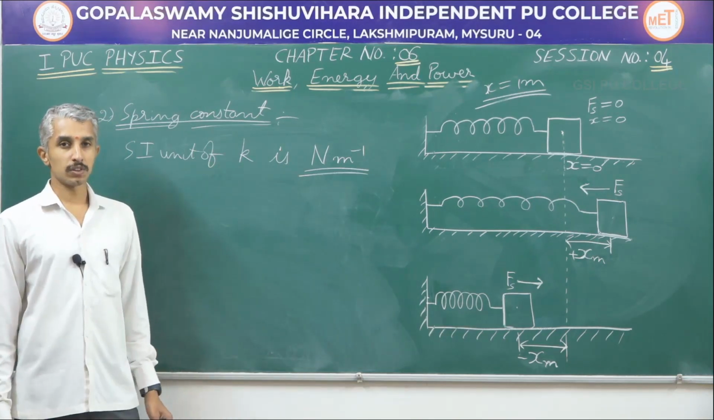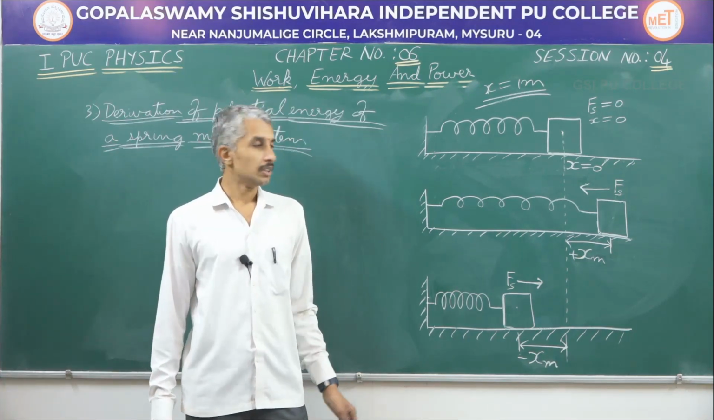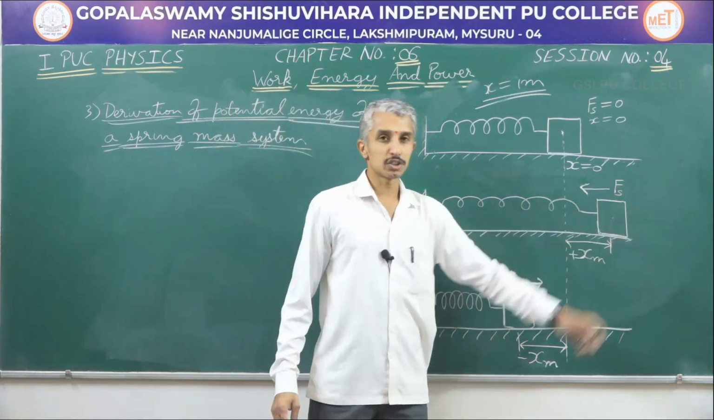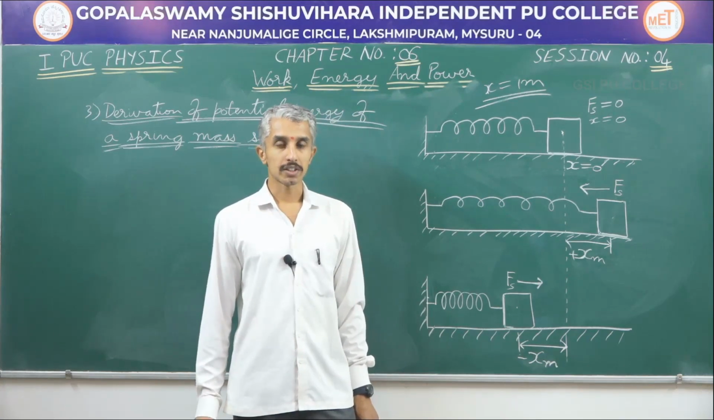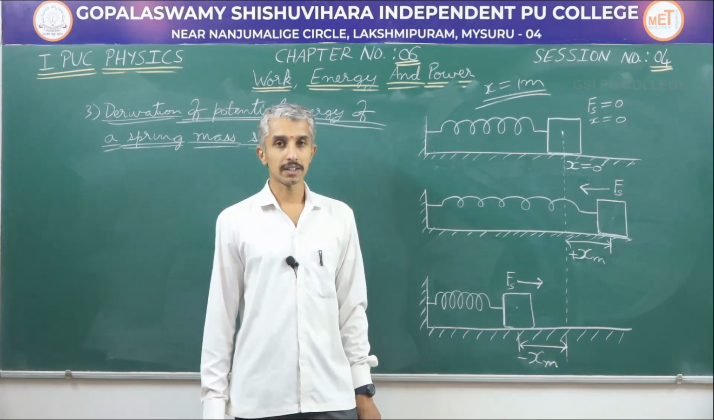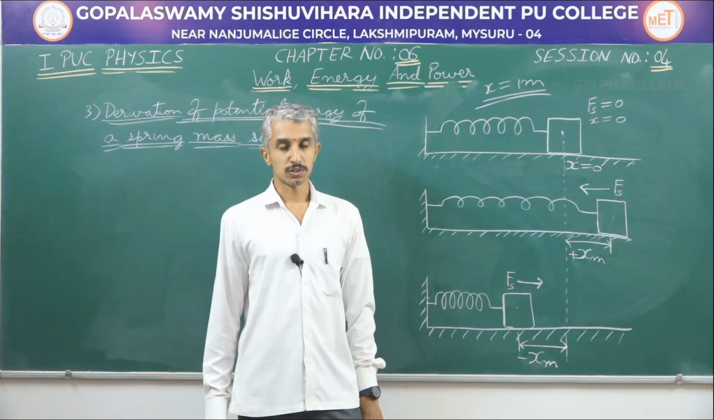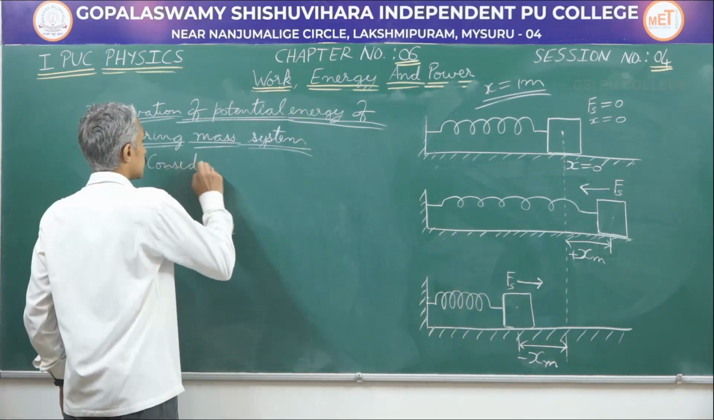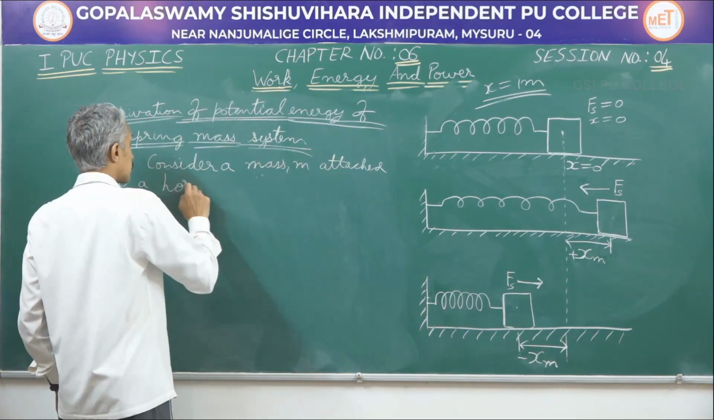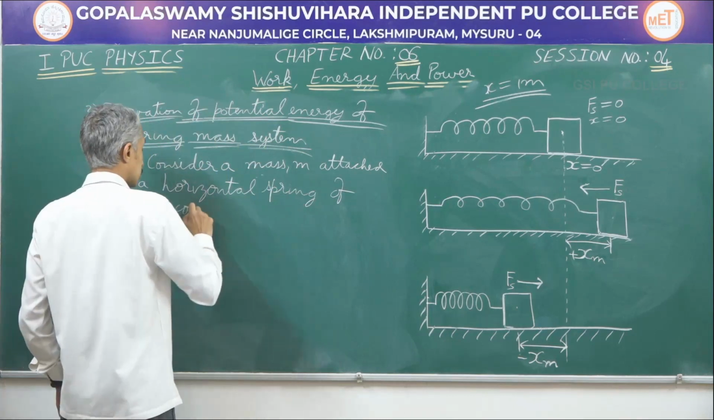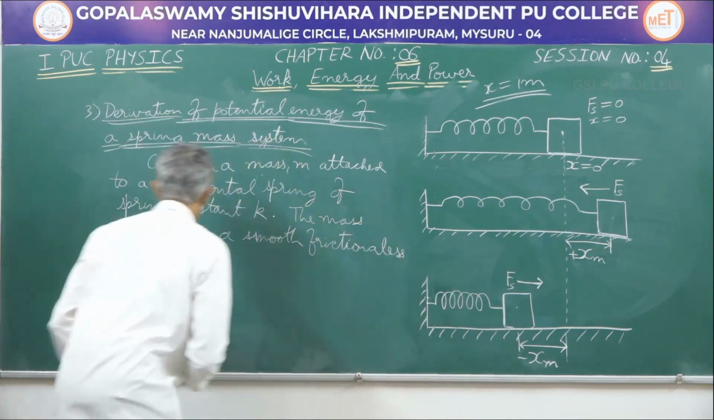We will now derive the expression for the potential energy of a spring mass system. We will be making use of the work energy theorem. In this case, the work done to extend the spring or to compress the spring is stored as potential energy, or it is equal to the change in potential energy rather than the change in kinetic energy, because the spring force here is a conservative force. So let me begin. Consider a mass m attached to a horizontal spring of spring constant k. The mass is placed on a smooth frictionless surface.